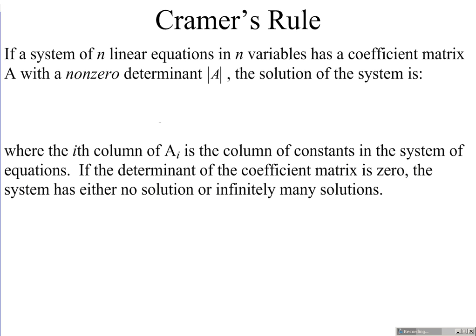Third application of determinants we're going to talk about is Cramer's rule. Cramer's rule gives us another way of solving a system of equations. We know substitution, we know elimination, we know reduced row echelon form. Cramer's rule is a fourth way in which we can solve a system. It's going to look very complicated here, but it actually is very, very simple.